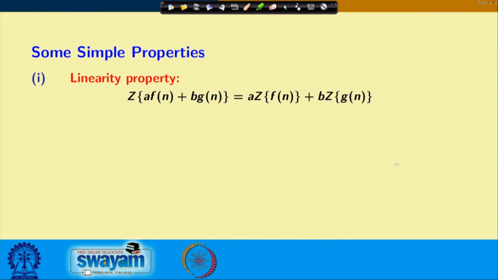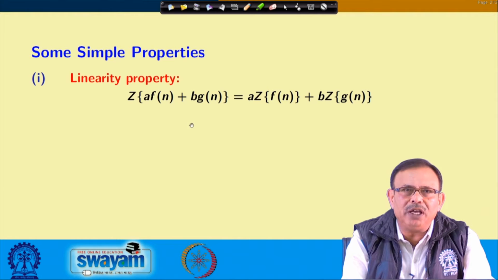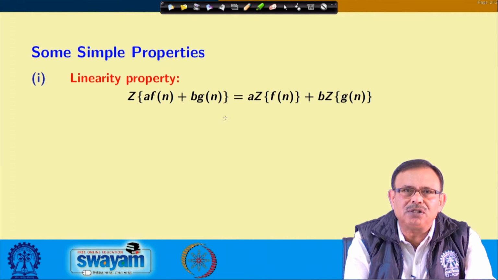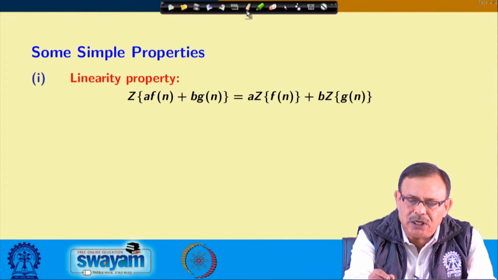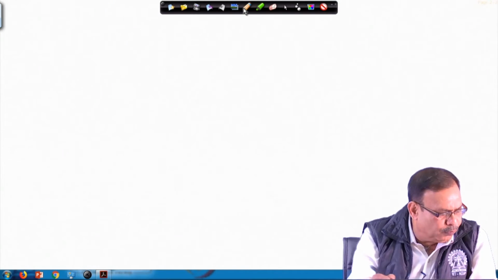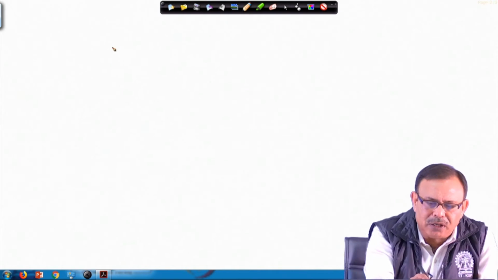Let us see the first property, that is the linearity property. Z transform of A f n plus B g n equals A into Z transform of f n plus B into Z transform of g n. The proof is similar to what we have done earlier.